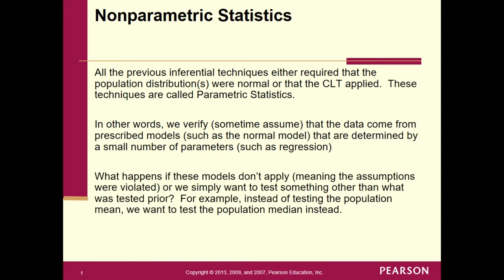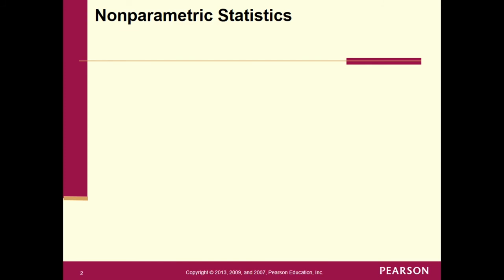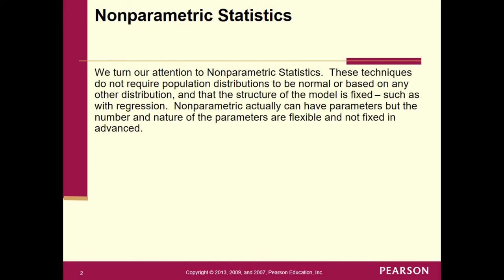Well, what happens if these models don't apply, meaning the assumptions were violated, or if you will, the conditions were violated? Or we simply want to test something other than what was tested prior. For example, instead of testing the population mean, maybe we want to test the population median instead. So in other words, when do we use non-parametric statistics? When the conditions or assumptions were violated, or we want to test something other than what was tested in the parametric test. All right. So these techniques do not require population distributions to be normal.